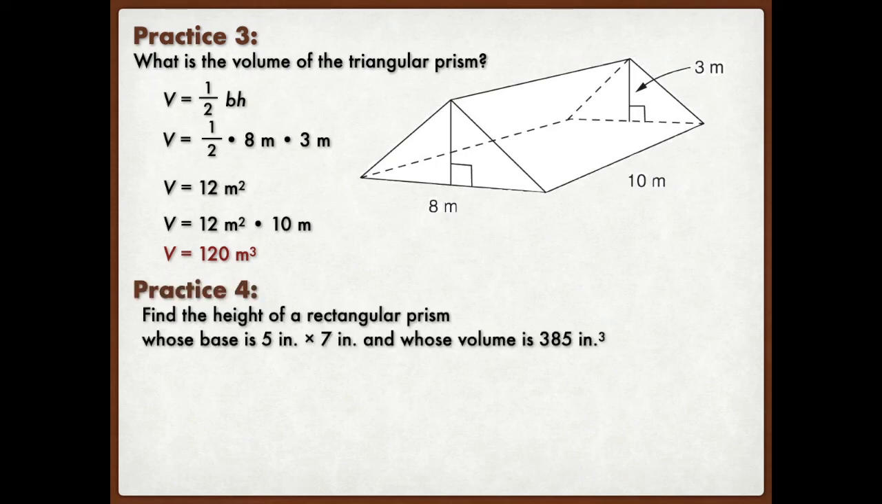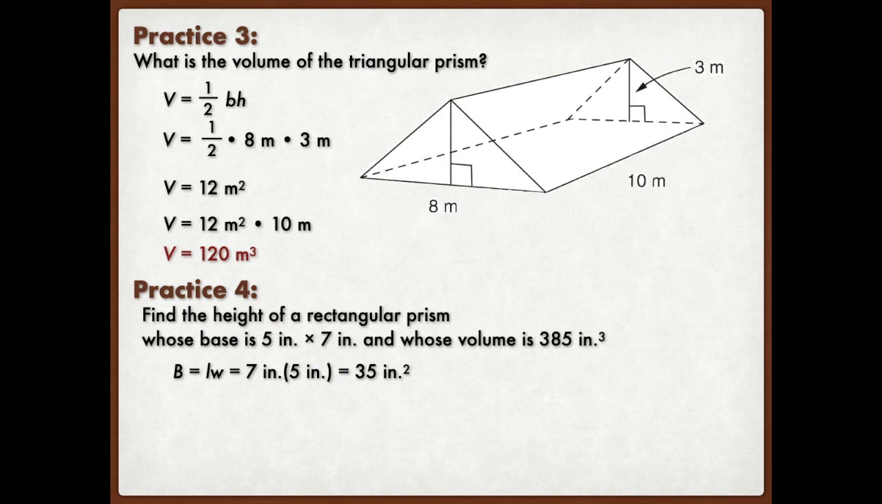Here's practice number 4. I'm given the answer, I'm given the volume, 385 inches cubed. The base dimensions are going to be 5 and 7. So what am I looking for? The base is 5 and 7, but the height is something we want to find. So remember, the base is 7 times 5, that's 35. So 35 times the height, 35 times x, is 385.